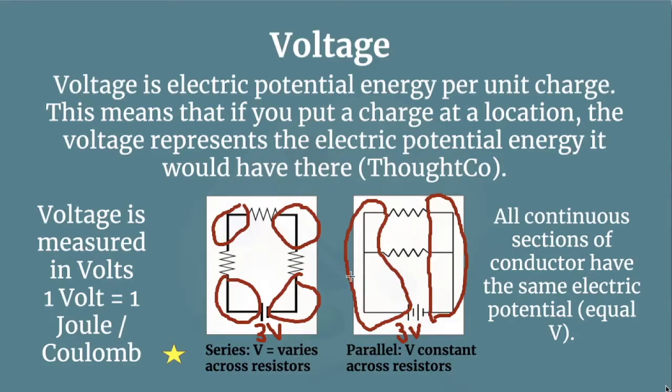Just to assign some possible numbers, this is 3 volts, then this also has to be 3 volts of electric potential. Whereas over here, they have to sum up to 3. So let's say this one is 1, this is 1.5, and this is 0.5. So those are some potential, no pun intended, values for situations like these.